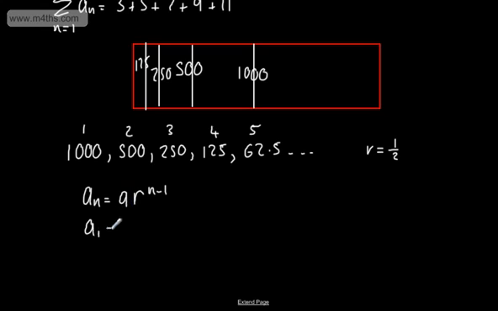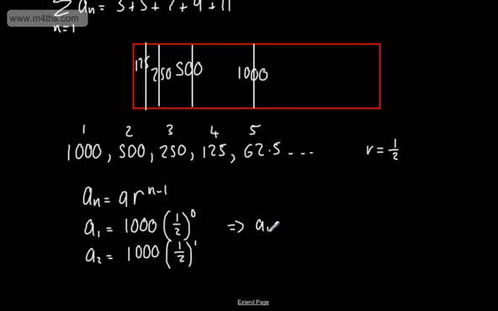So I could say now that a sub 1 is going to be equal to 1000 multiplied by the ratio, which is going to be 1/2 to the power of 0. And we can see that that's just going to give us 1000. The second term, a sub 2, is going to be 1000 multiplied by 1/2. Now 2 is going in, 2 minus 1 is 1. And we can see from here that a sub 1, the first term, is going to be 1000. We've got the second term, a sub 2, is going to be 1000 multiplied by 1/2, which is 500.